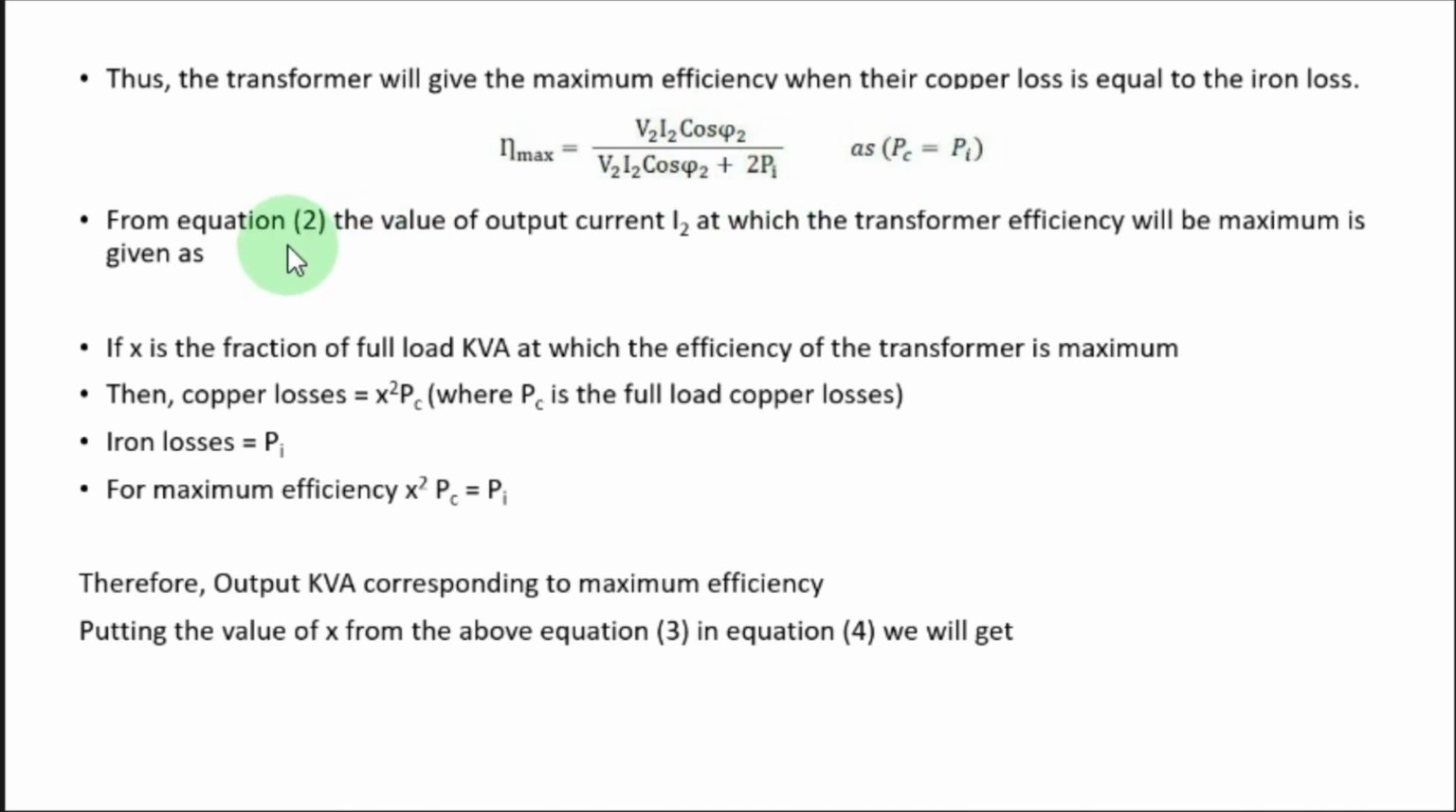So from this equation you can find a particular I2, that is the secondary current, to get the maximum efficiency. So when you find I2 from this one, you will get I2 as the square root of Pi over RES.